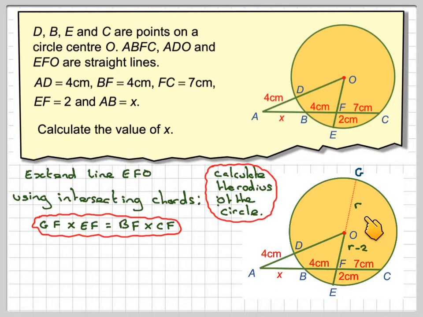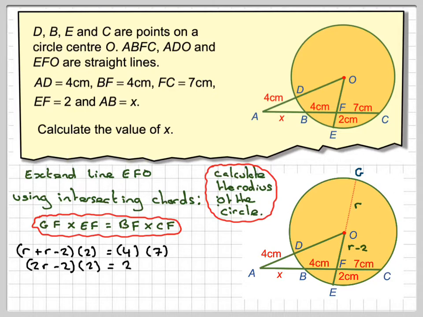So G to F is going to be R plus R minus 2. E to F is going to be equal to 2. And then B to F is equal to 4. And then C to F is going to be equal to 7 centimetres. So this gives me 28. And then R plus R minus 2 gives me 2R minus 2, times 2 is equal to 28.